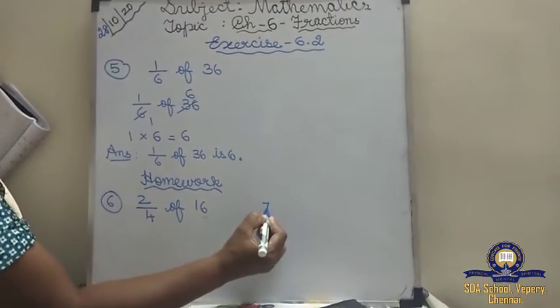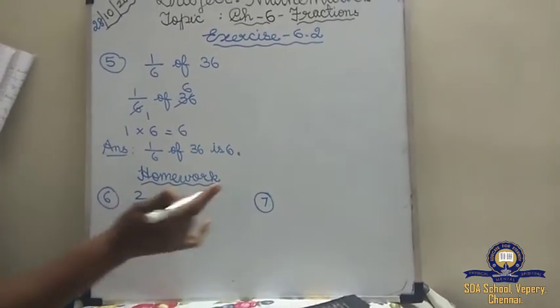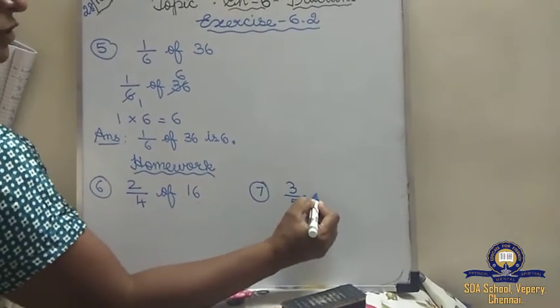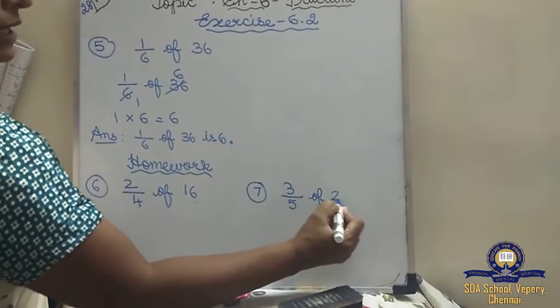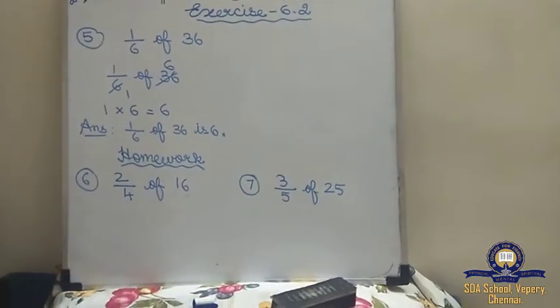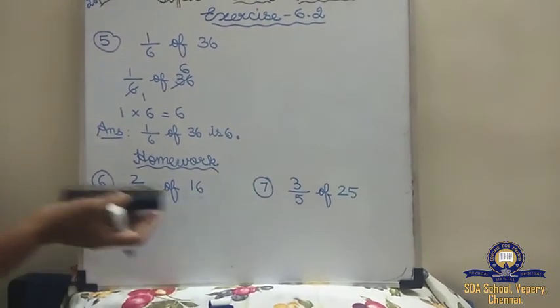And the seventh sum, two sums homework, children. But you have to do one below another. So 3 by 5 of 25. Okay, children, these two sums homework all should have completed.